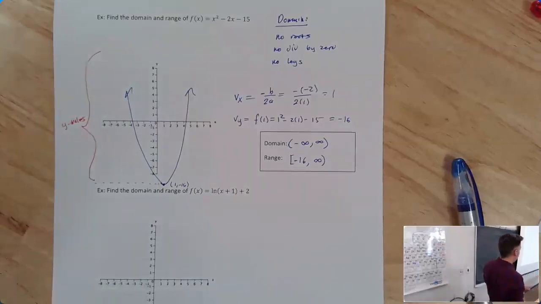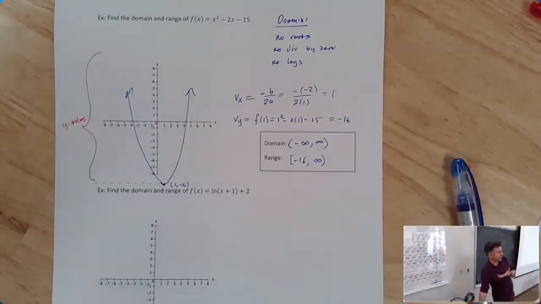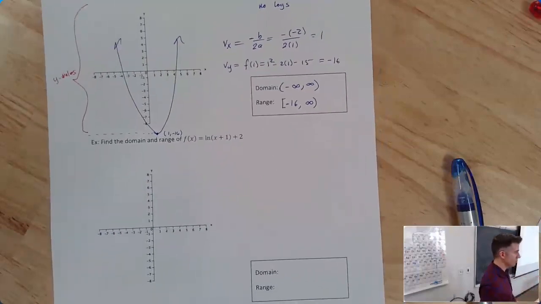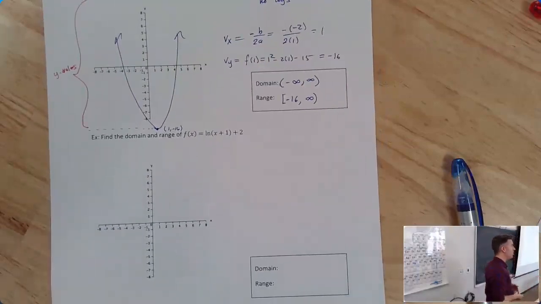If you got questions, ask them. If it was a downward opening parabola instead, the range would go from negative infinity up to whatever the y value of the vertex was. And parabolas will always have limited ranges. You never get everything with a parabola or an even degree polynomial in general.